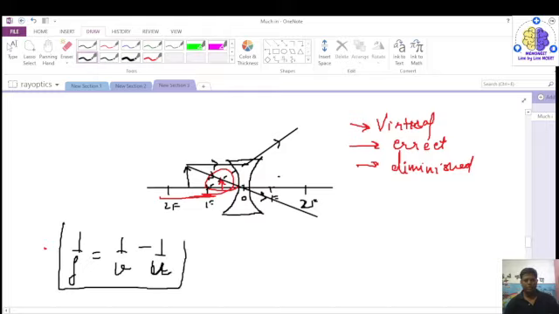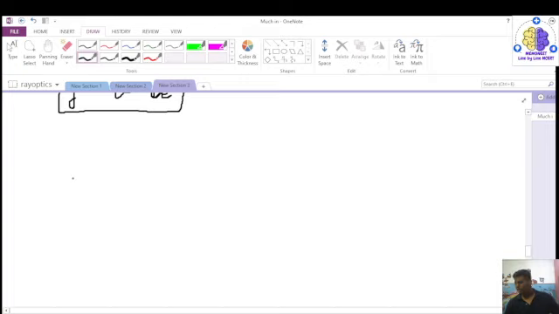Next is the lens maker's formula. Now, what is the lens maker's formula? The lens maker's formula is again derived using the formula which we saw for the curved surface. What was that formula? That formula was mu2 upon v minus mu1 upon u is equal to (mu2 minus mu1) upon r, right?